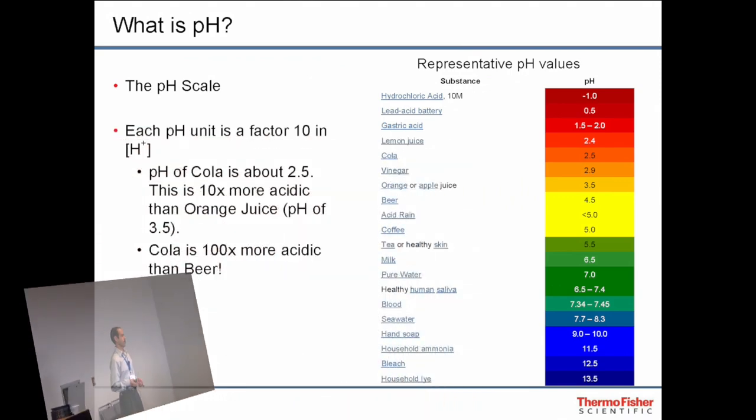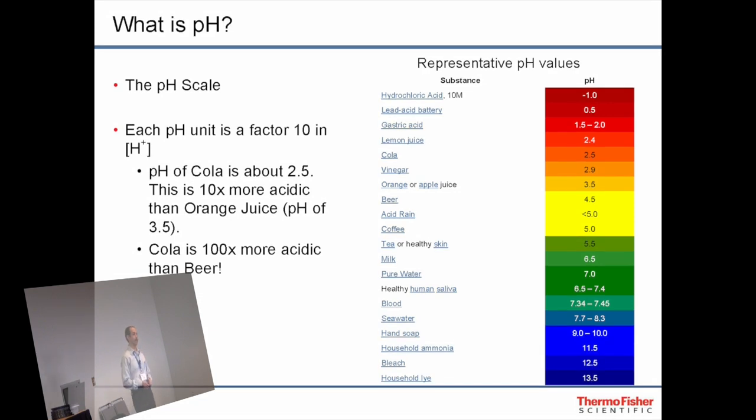I think this is probably a little bit easier to understand. The scale is from 0 to 14. As I said, 7 is neutral. Anything below 7 is on the acid side. Anything above 7 is on the basic side of the scale. And as I mentioned on the first slide, every pH unit is a factor of 10, right?